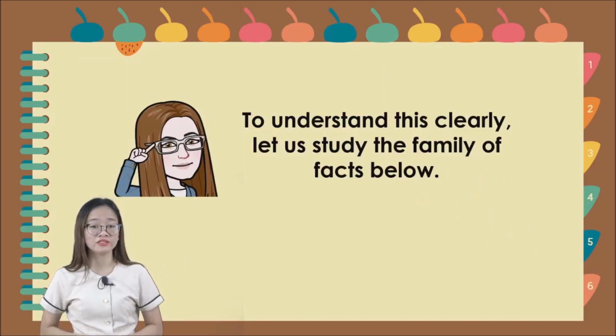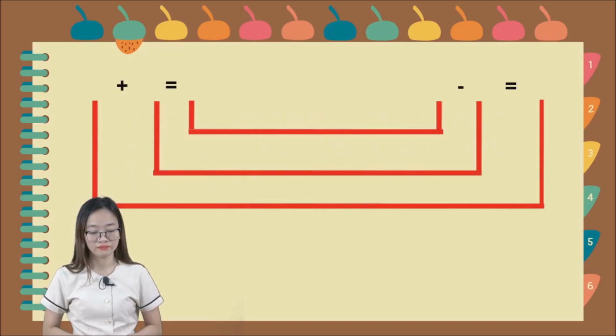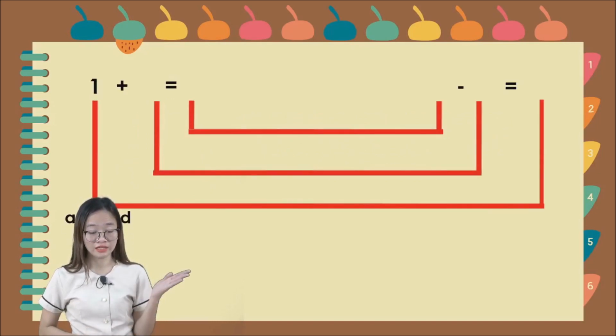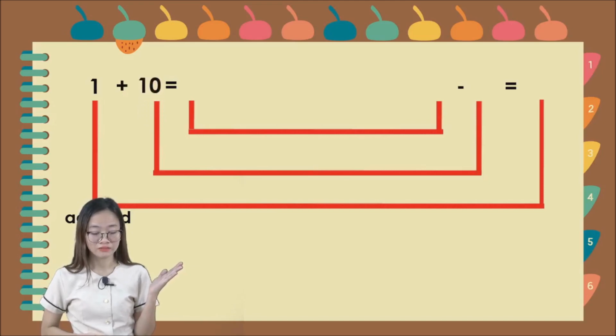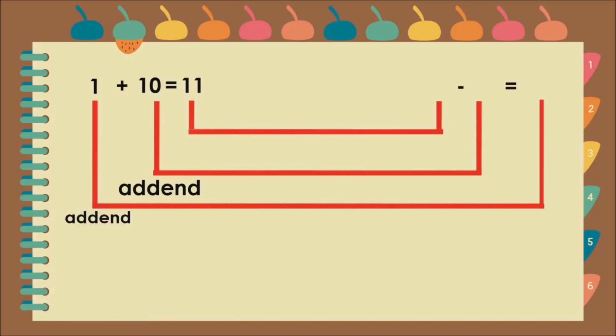To understand this clearly, class, let us study the family of facts below. We have 1, which is an addend. We have 10, another addend, and 11 is the sum. So 1 plus 10 is equal to 11.